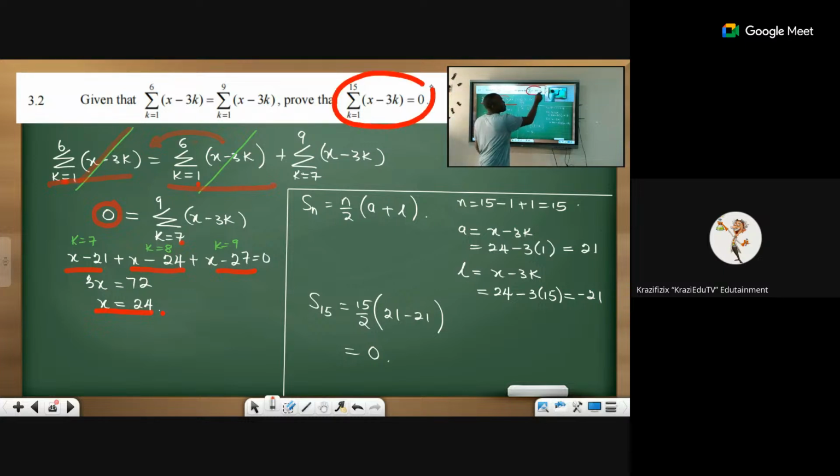What does this mean? It means the sum: first term and last term, N, top minus bottom plus 1. What is my A? I'm starting from k is 1, so anywhere I see k, put a 1. The last one, 15. What do you have? 15 there. Perfect. Can you see that? 21 minus 21, it goes away.